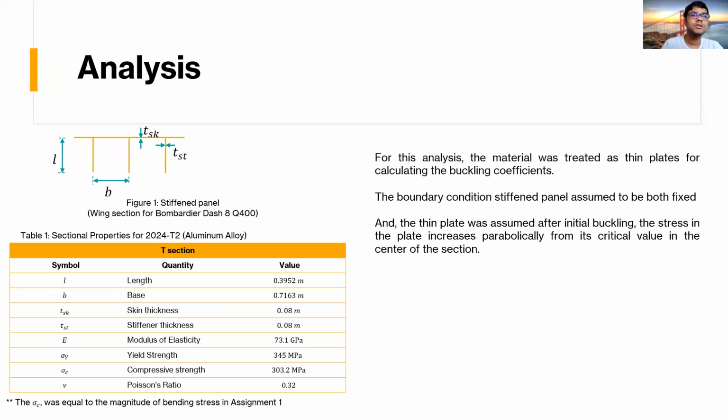As can be seen from the table, table 1 shows the sectional properties for 2024 T3 aluminum alloy. The length of the aluminum alloy component is 0.3952 meter, the base B is 0.7163 meter, and we have skin thickness, denoted as TSK, of 0.08 meter, and so on and so forth. So let's move on.